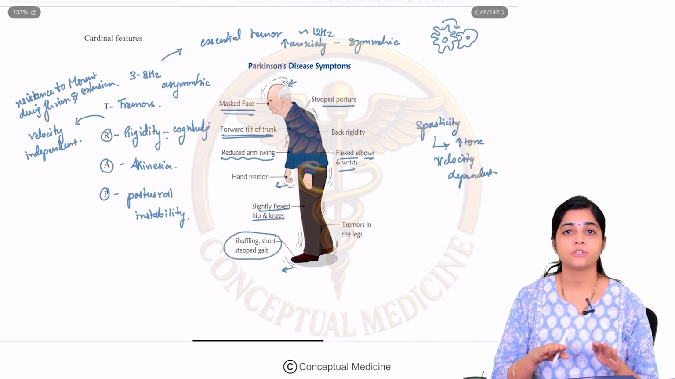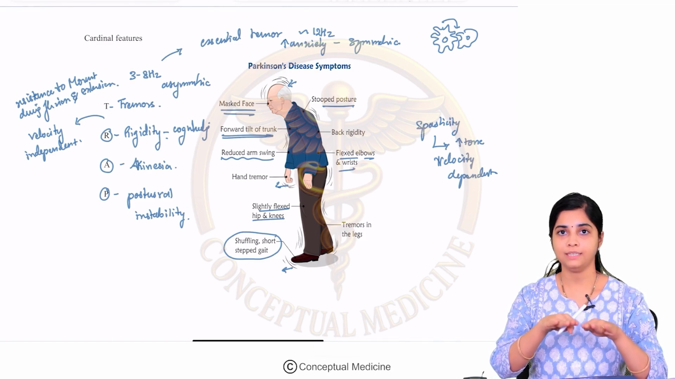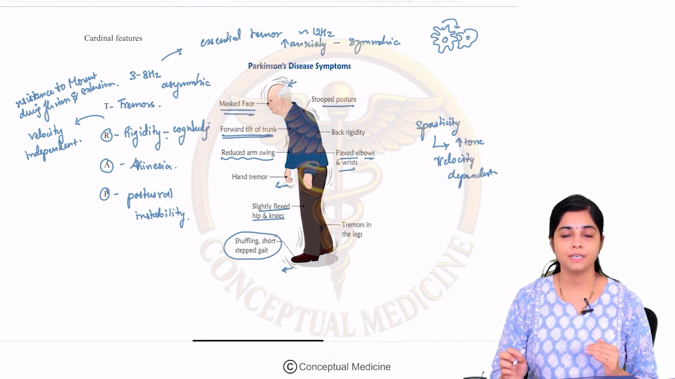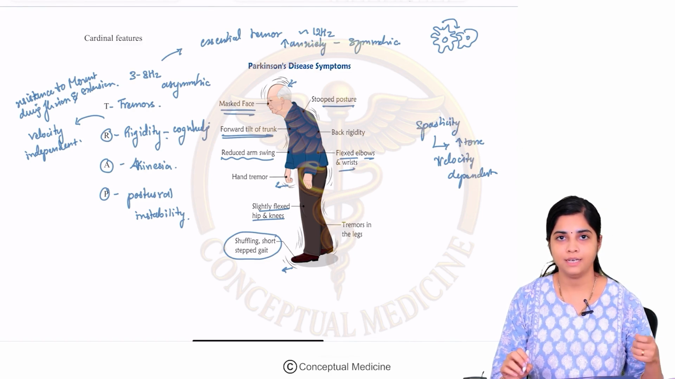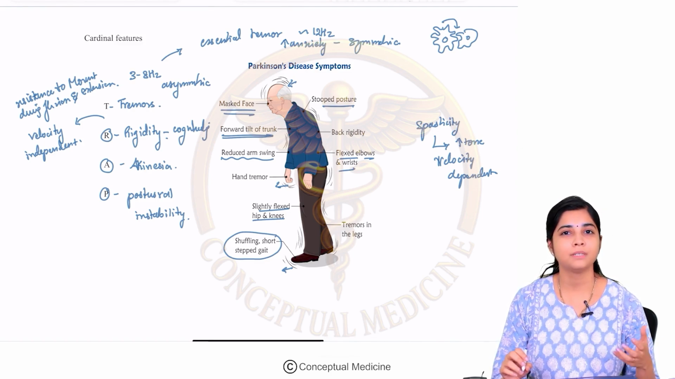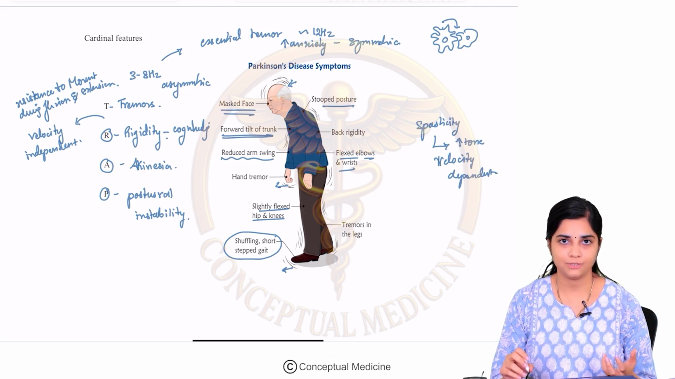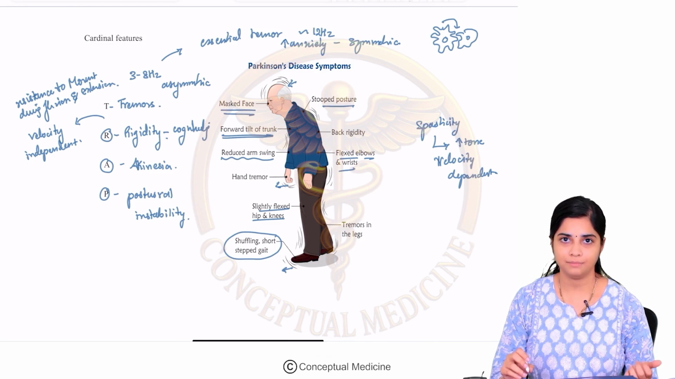have is a short stepping gait. So they walk like this, right? They take short steps and they have a stooped posture and they have mask-like faces and they have tremor, predominantly in the hands and legs, and this is usually asymmetric in nature. So this is an asymmetric tremor, right?